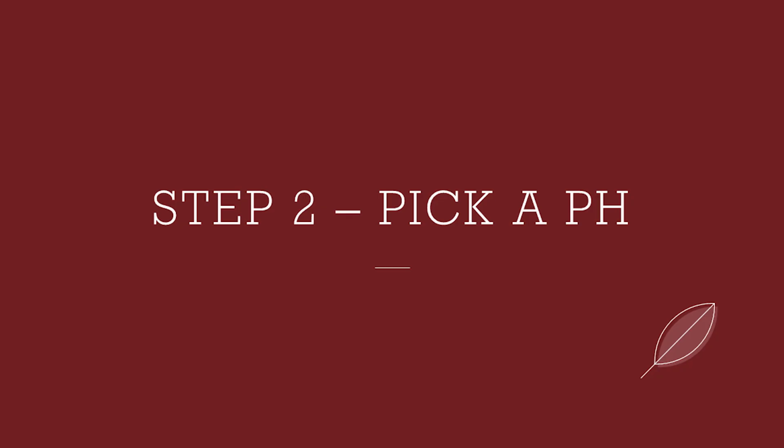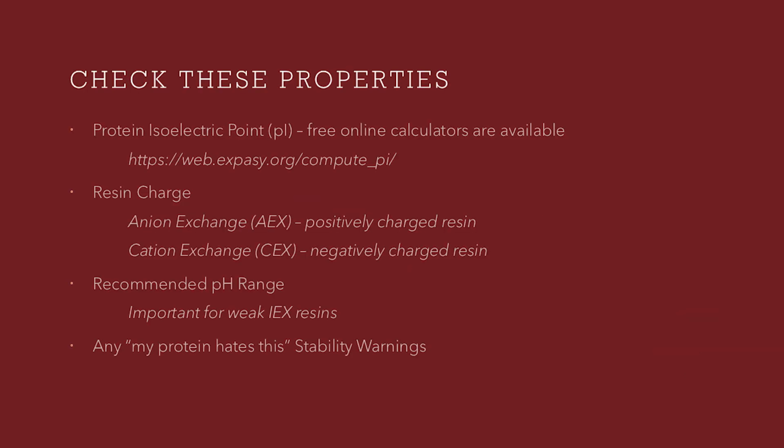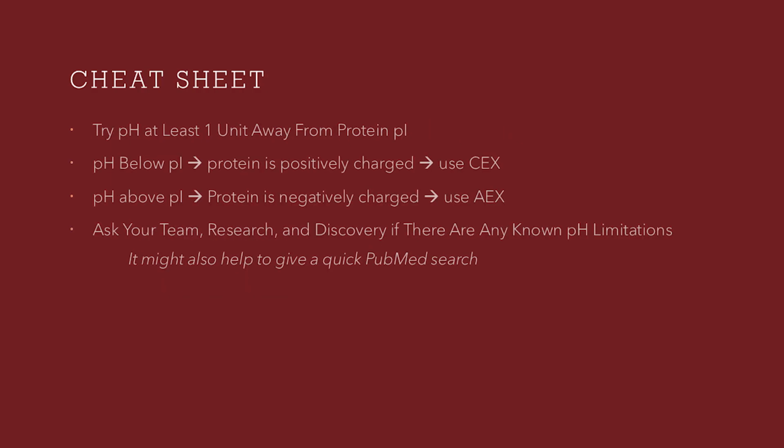Step 2. Pick the starting pH, reconnaissance mode. Your pH doesn't need to be perfect, it just needs to make chemical sense. Check: protein pI, resin charge, recommended pH range, any "my protein hates this" stability warnings. A simple rule of thumb: start about 1 pH unit away from the pI. pI 8.5 doing CEX? Try pH 7 to 7.5. pI 5 doing AEX? Try pH 6 to 6.5.